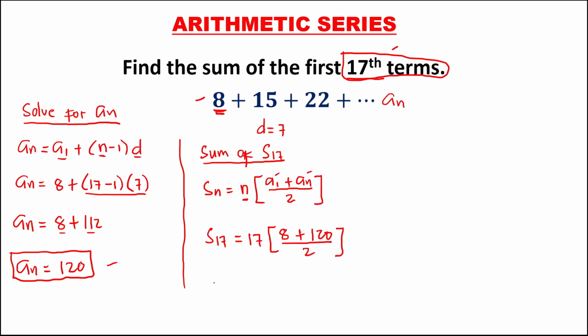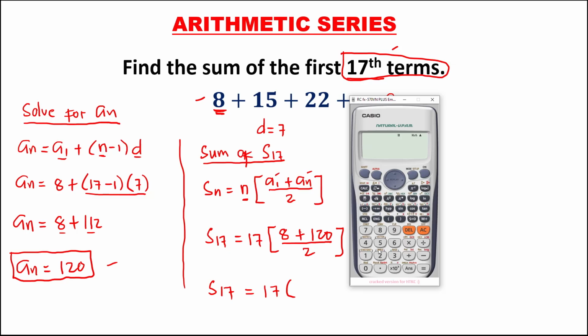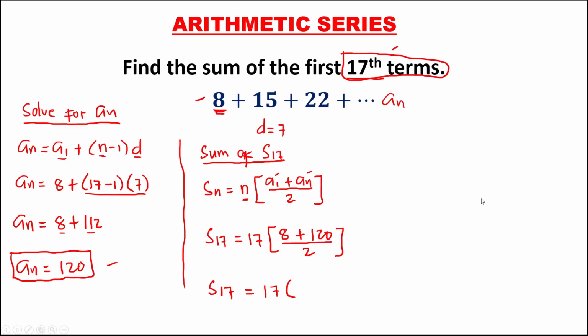Then to simplify, we have the sum of the first 17 terms equals 17, then times 8 plus 120, divided by 2. So we have 8 plus 120 equals 128, then divide by 2. So that's equal to 64.